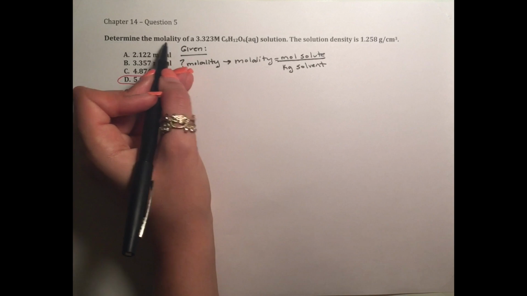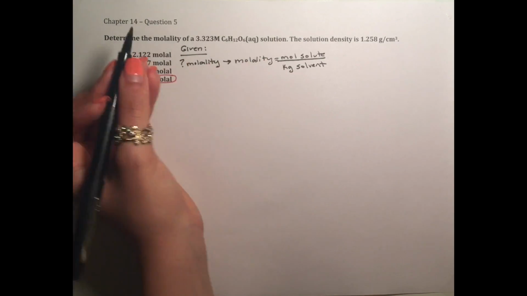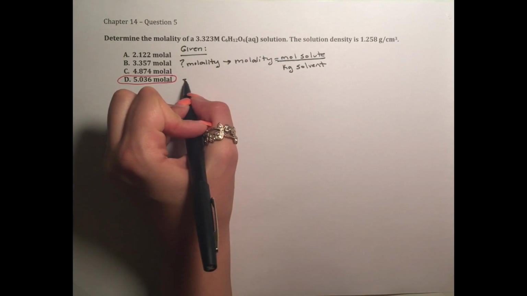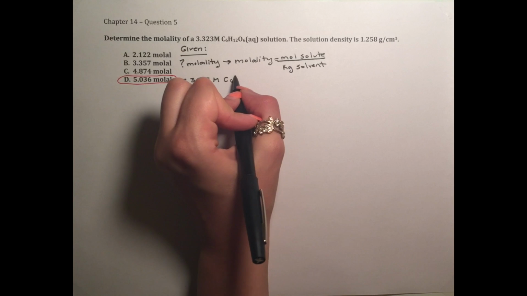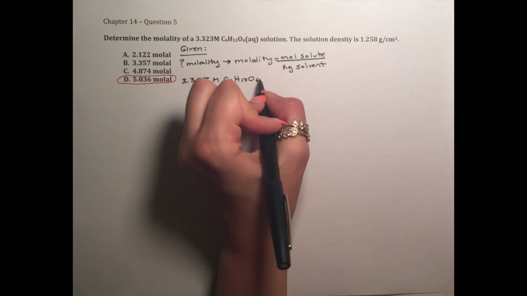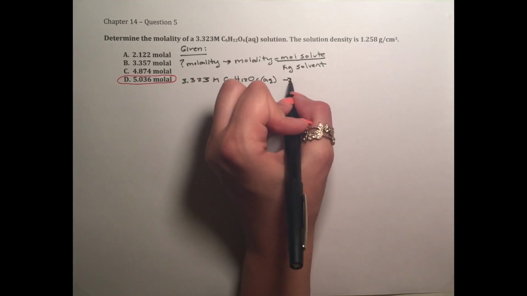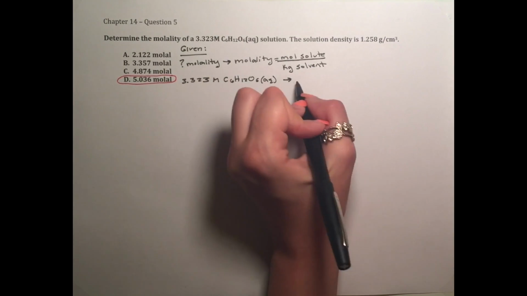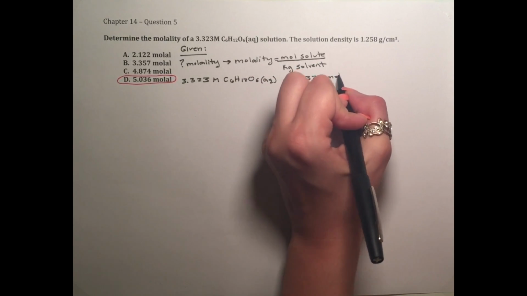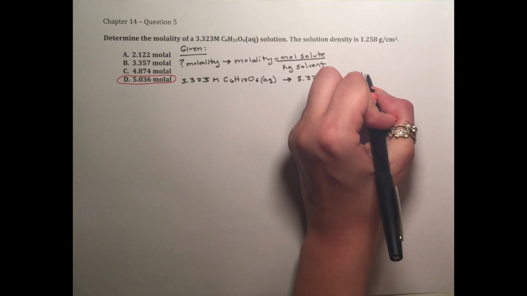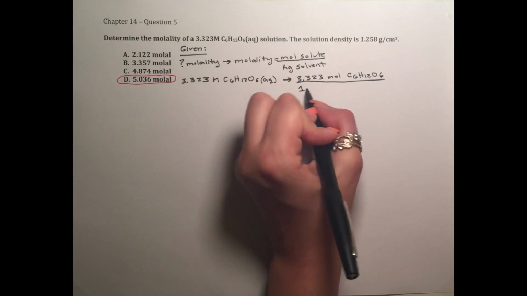Okay, so determine the molality of a 3.323 molar C6H12O6 aqueous solution. Now what is that telling us exactly? That is telling us that we have 3.323 moles of C6H12O6 per 1 liter of solution.